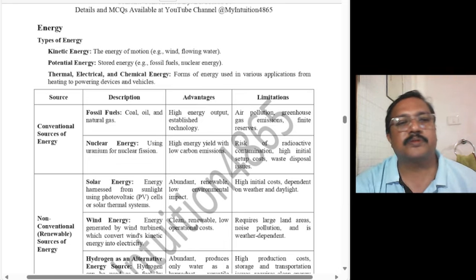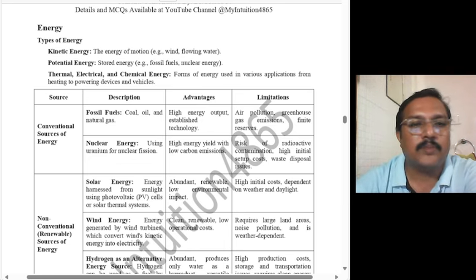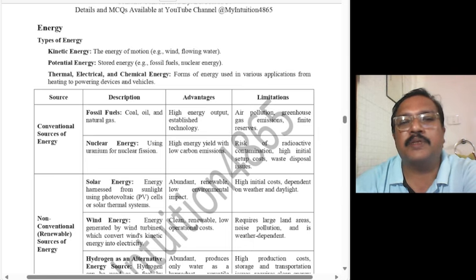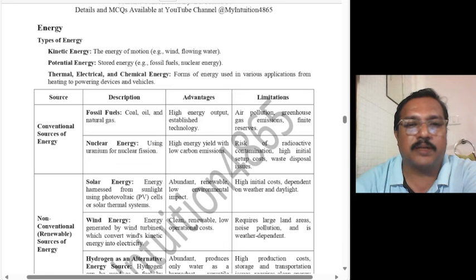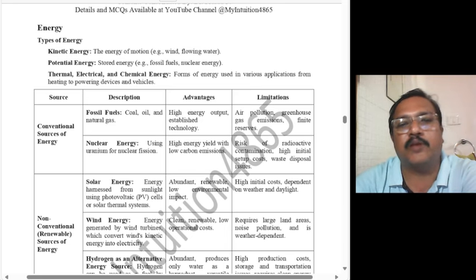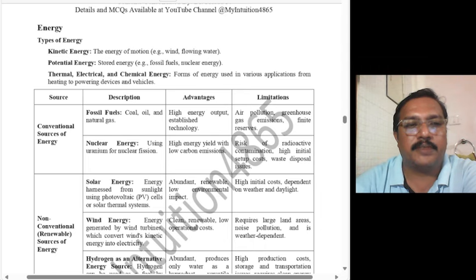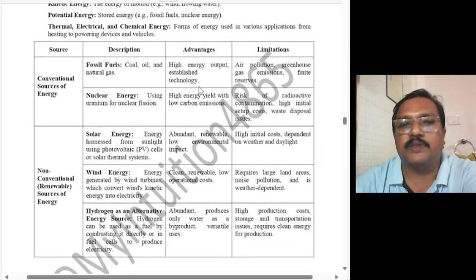Now sources of energy. There are conventional and non-conventional types. Conventional means those we used in earlier times; non-conventional means renewable. So we are now going to study more about renewable sources of energy, and we'll see some of the advantages and limitations. The conventional sources of energy: fossil fuel and nuclear energy are the main two.